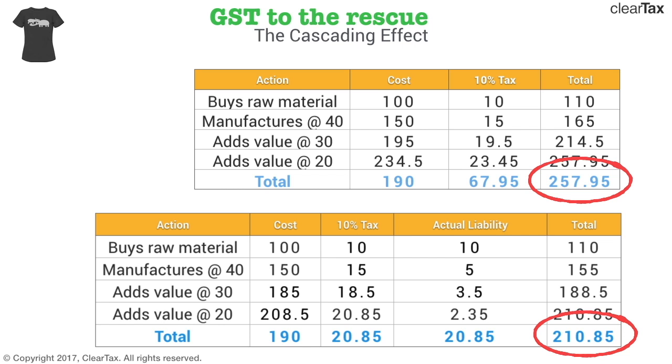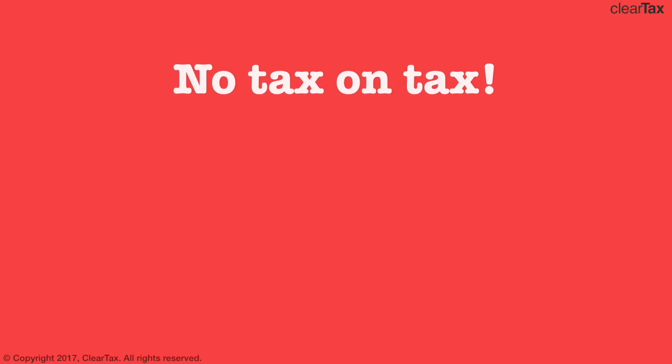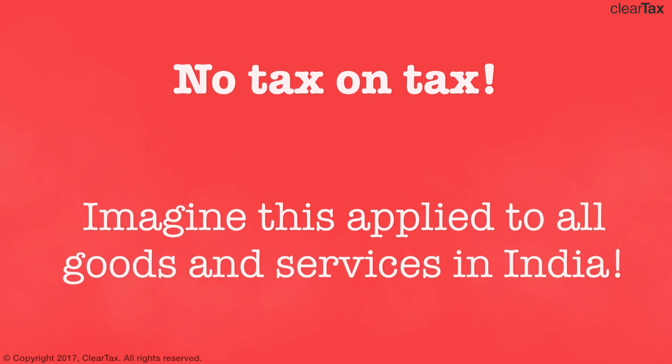That's just one shirt in our hypothetical example, but the mechanism works overall. So apply this logic to every product or service that is sold in our entire country. Can you imagine the kind of savings that GST would bring about? And that is the magic of the goods and service tax. This is how GST would reduce the impact of cascading effect on taxation and reduce cost of goods and services across the nation.